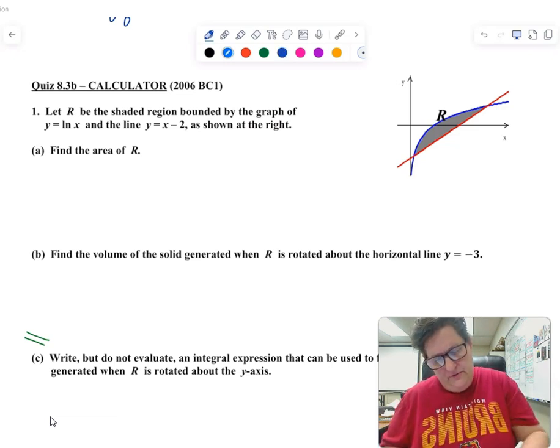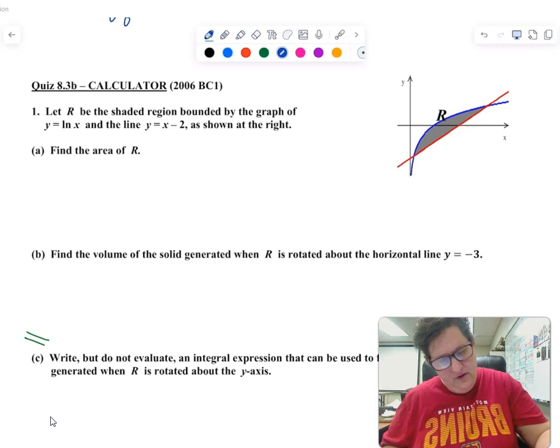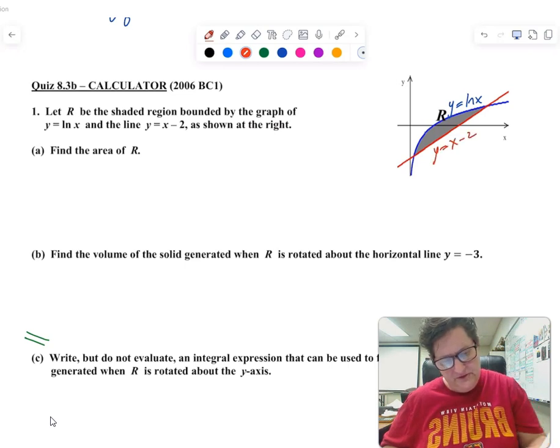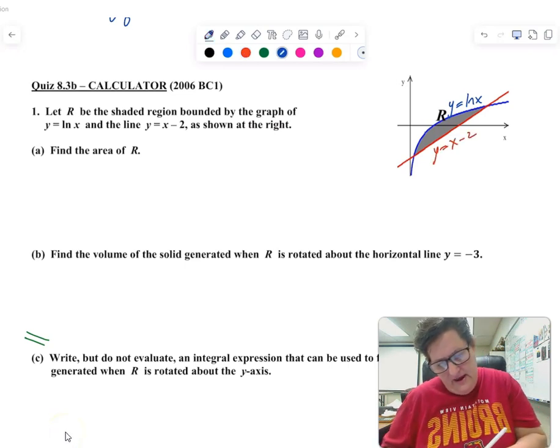Okay, let R be the shaded region bounded by the graph of y equals ln of x, that's this graph, and y equals x minus 2, that's the line. Find the area. Okay, so the area is going to be, oh, this is a calculator question, that's nice.